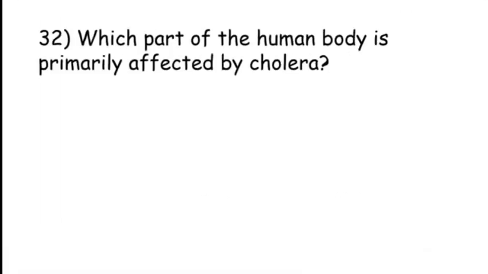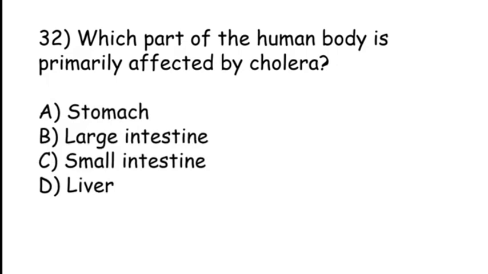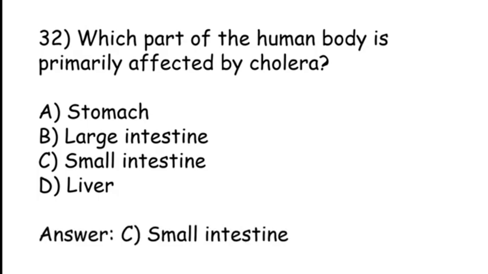Which part of the human body is primarily affected by cholera? Stomach, large intestine, small intestine, liver. The correct answer is option C, small intestine.